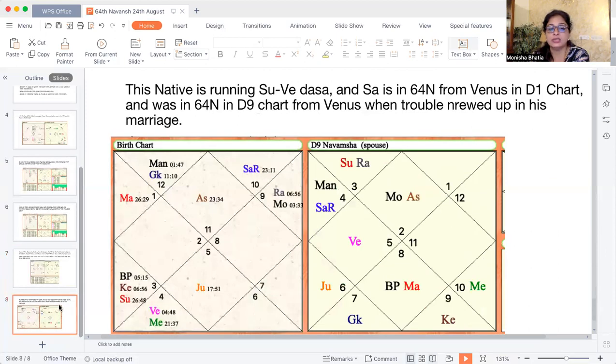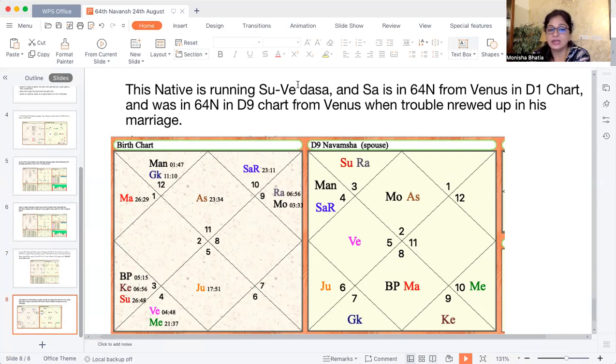Now I'll go to the other slide, which is of a native who got married in the period of Sun Venus. So friends, first we will look at it from the Dasha point of view, and then we will look at it from the transit point of view. From the Dasha, the Venus period is going to end next year. But this native, when he came to me, he was having problems in his marriage.